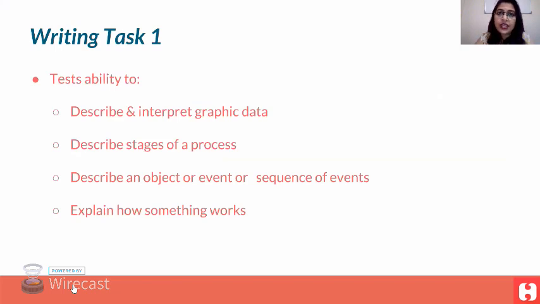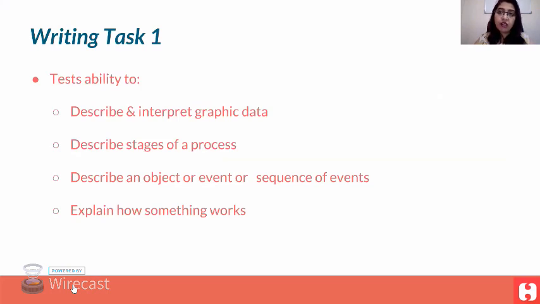How do we explain a sequence of events? We have to use proper vocabulary. I've been telling you that it is not about using fancy vocabulary, but make sure that you use proper, apt vocabulary. If it's a diagram or a pie chart, you have to use phrases like the above diagram shows, the above pie chart illustrates, or the above graph demonstrates. So make sure that you are using words which are apt in reference to the particular thing that is given in the question paper.